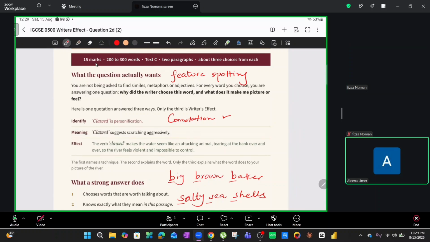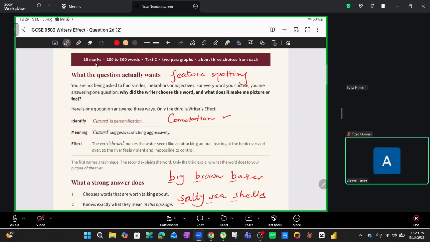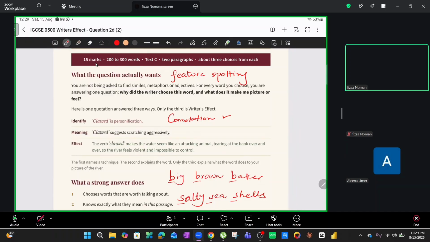Yes. So the use of adjectives or verbs or adverbs, we call this emotive language. What do we call this? Emotive language. Yes, very good. So in this case, we will define it properly now. The verb clawed makes the water seem like an attacking animal, tearing at the bank over and over. So the river feels violent and impossible to control.